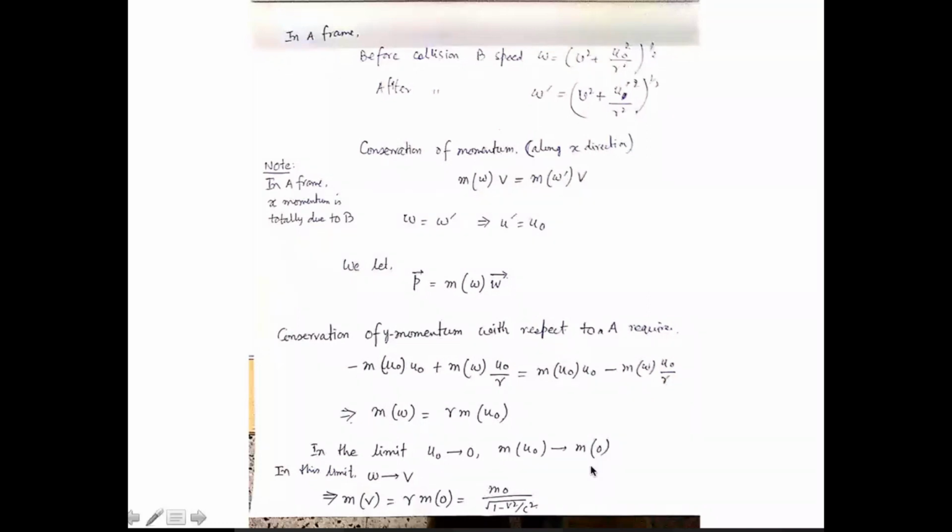Now in this limit, when u naught goes to 0, omega tends to v. So m v is equal to gamma m0. Is that clear? Just the mathematics. So what does this mean? Now, where does this mv come from? You see, the v is the paramount thing. The entire structure of relativity is on two inertial frames, one of them moving with respect to another with a velocity v.